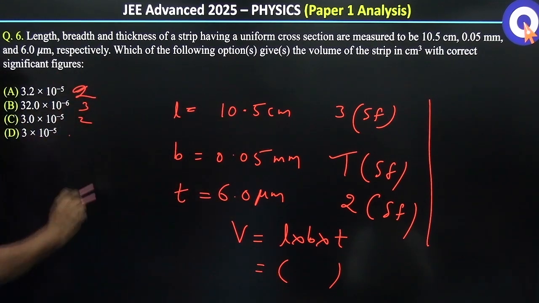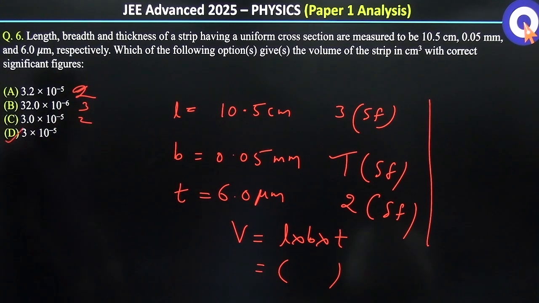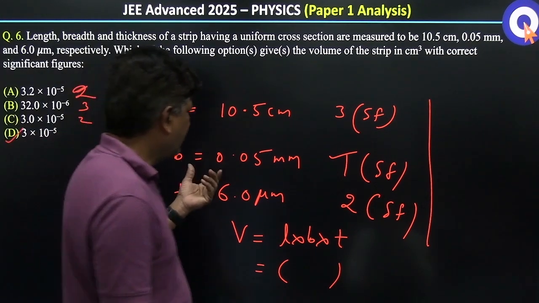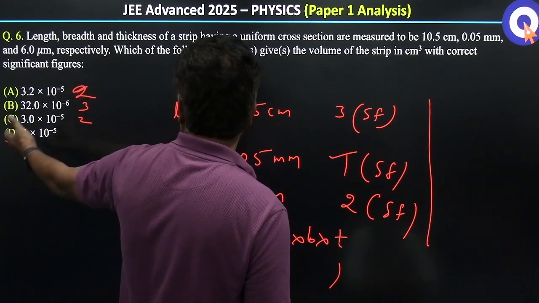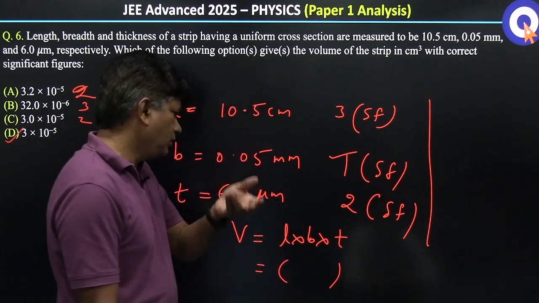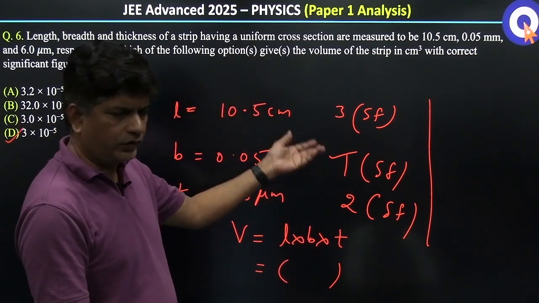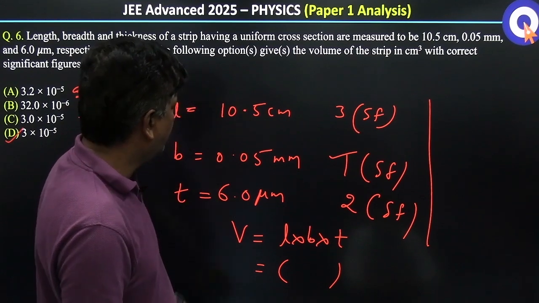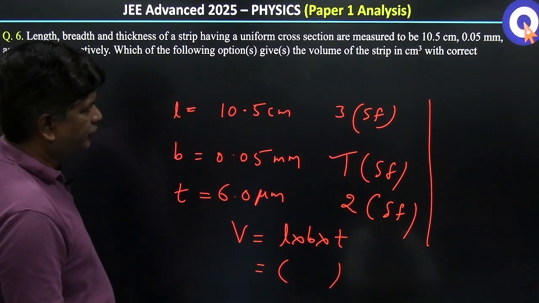So don't even do the problem. The answer to the question would be the last option, because in the last option there is only 1 significant digit, and hence the answer to this question is D. We don't need to waste time multiplying and solving all that, no need. Directly you can give the answer there. It is option D.